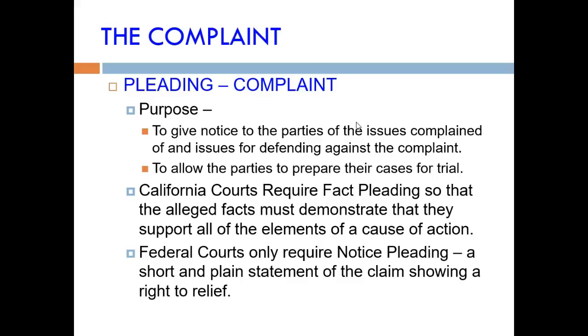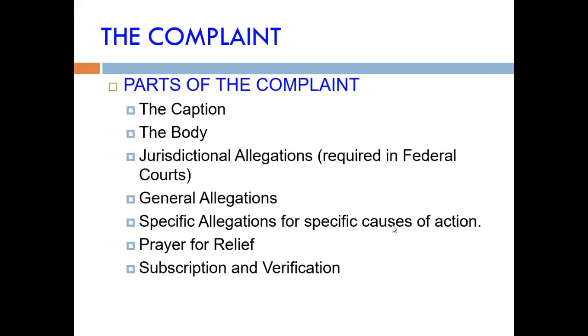Federal courts only require what's called notice pleading. And that's simply a short and plain statement of the claim showing some sort of right to relief. So you could say, you know what, we have a breach of contract against Joe Smith, and it happened around this particular time, and that's it. That's all you have to do. And that, they think, is sufficient notice that the other side should know what's going on. California requires more. It requires that you actually plead facts that meet all the requirements of the cause of action. And in federal courts, you just have to plead that there is a cause of action, and you're good enough.